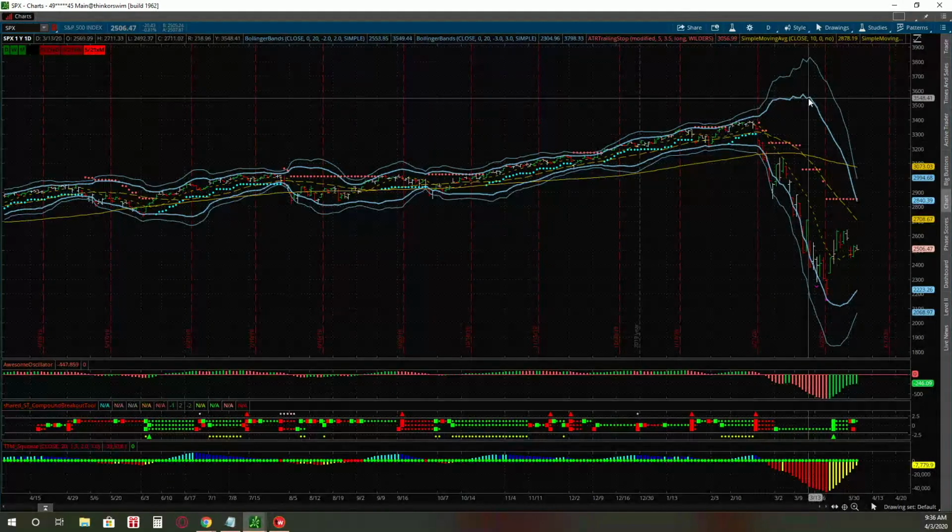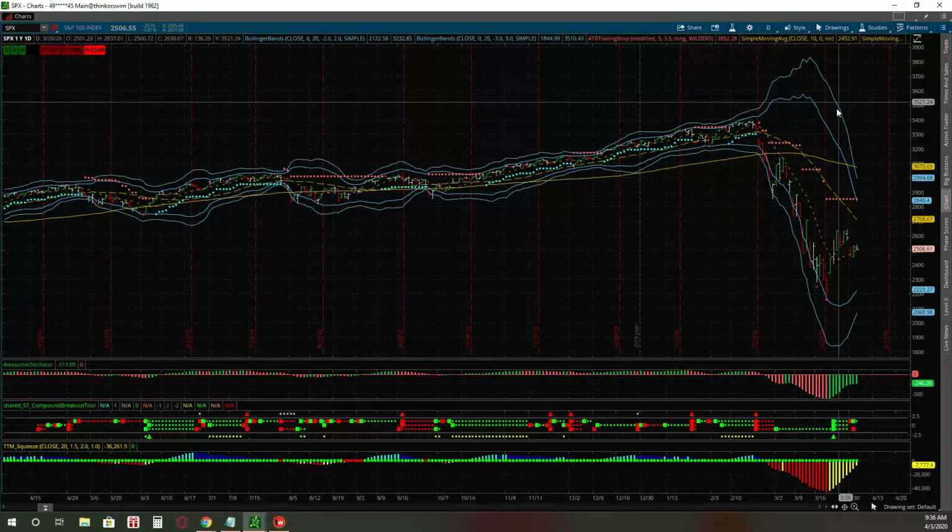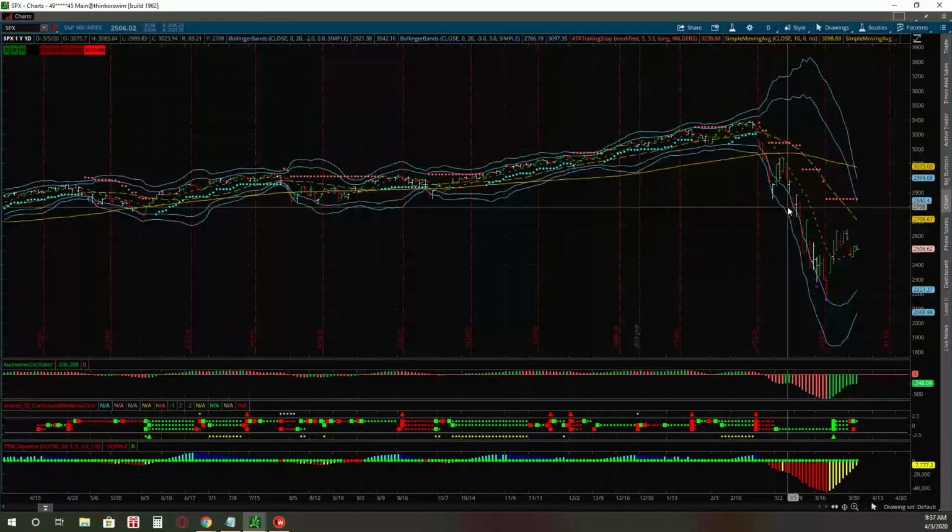Well, first of all, as you may be able to tell when we zoom out here, the underlying asset price typically trades within the second deviation Bollinger Band. That's what I like to call its comfort zone.